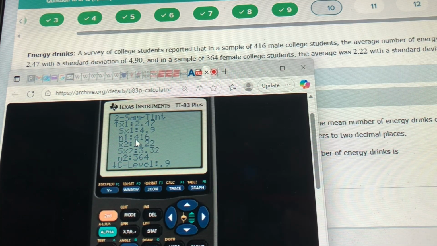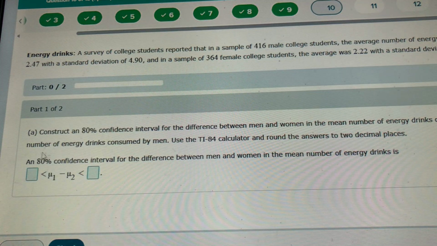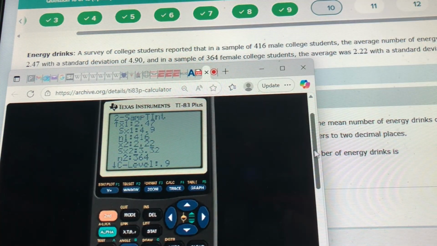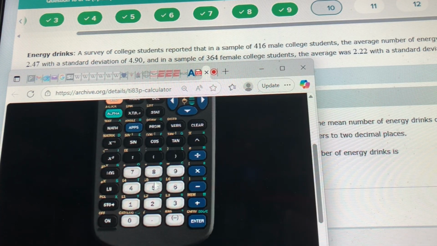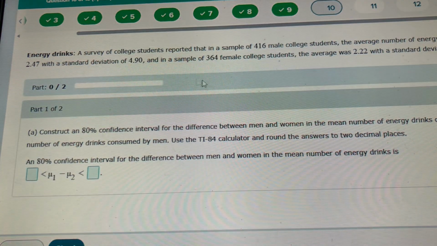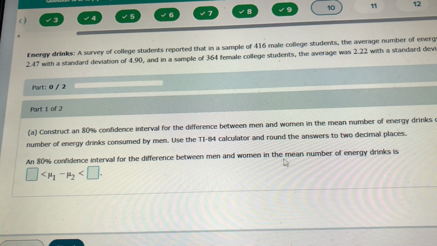So it doesn't matter if the sample sizes are different or the same. And then I think it was 80%. Yeah, see, 80%. So I need to change the C level to 0.80 or just 0.8. And probably no to pooled. Does it say anything about assuming the variances are equal or unequal? No. When they don't mention it, then you just say no to pooled.